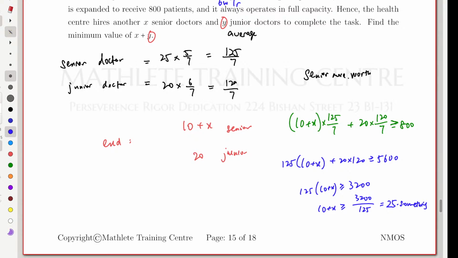Yeah. So, okay, let me just check through my calculation again. Let me just make sure that I have the correct calculation. This is 2. This is 700. 700 divided. This is 5, right? Then this is 625. Yeah. So it's going to be 25 point something. So X must be at least 16 actually. Sorry about that.